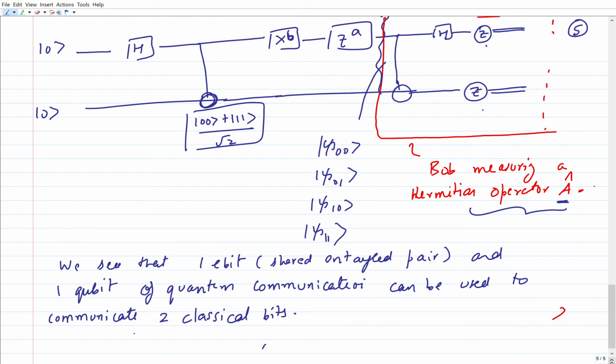Well, the question is, is the reverse also true? Think about it. What do I mean by reverse? By reverse, I mean that I give you one shared entangled pair.